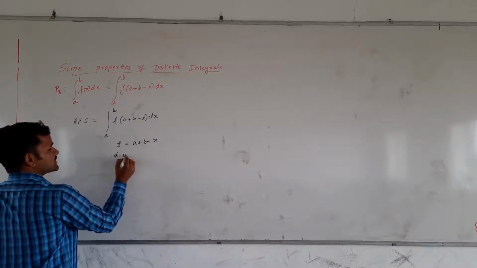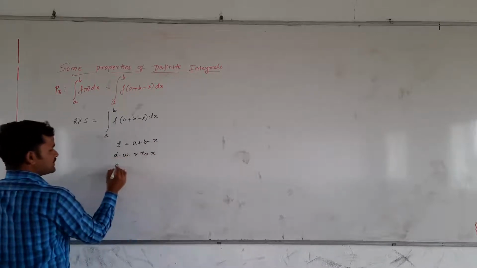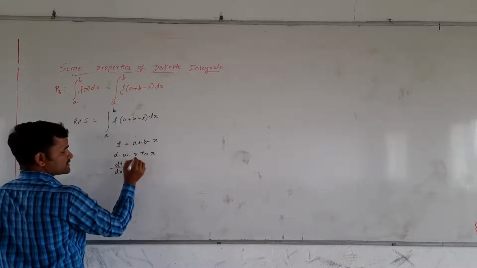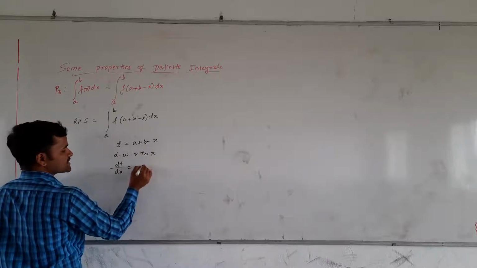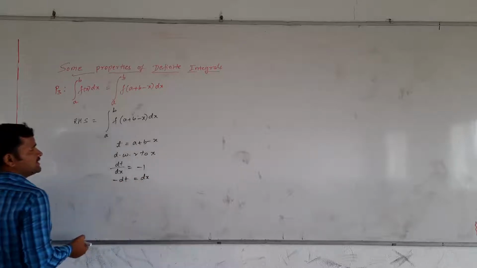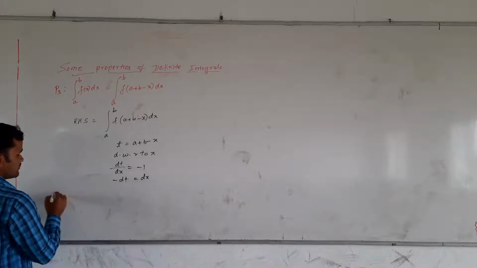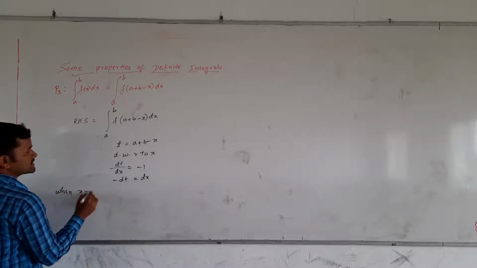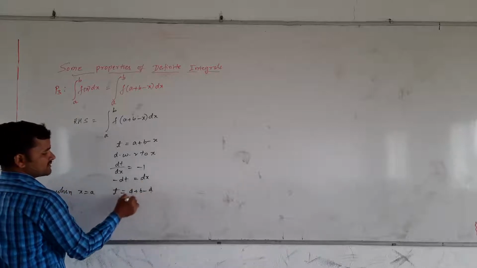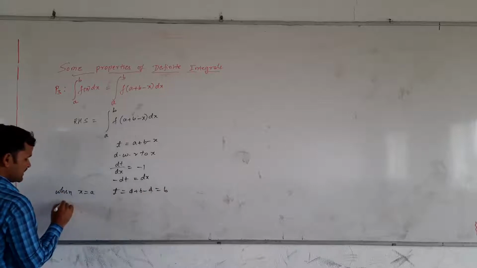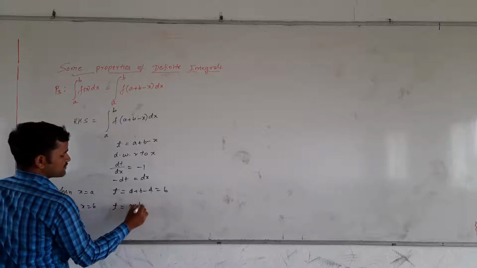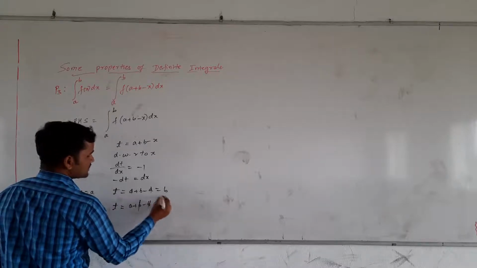Then differentiating the function with respect to x, we have dt by dx is equal to a, b constant values, minus as it is, differentiation of x is 1. We have minus dt is equal to dx here. Then what happens to the upper limit and lower limit? When x is equal to a, t is equal to a plus b minus a. Plus a minus a get cancelled, this is b. Next, when x is equal to b, that is upper limit, t is equal to a plus b minus b. Plus b minus b get cancelled, a.